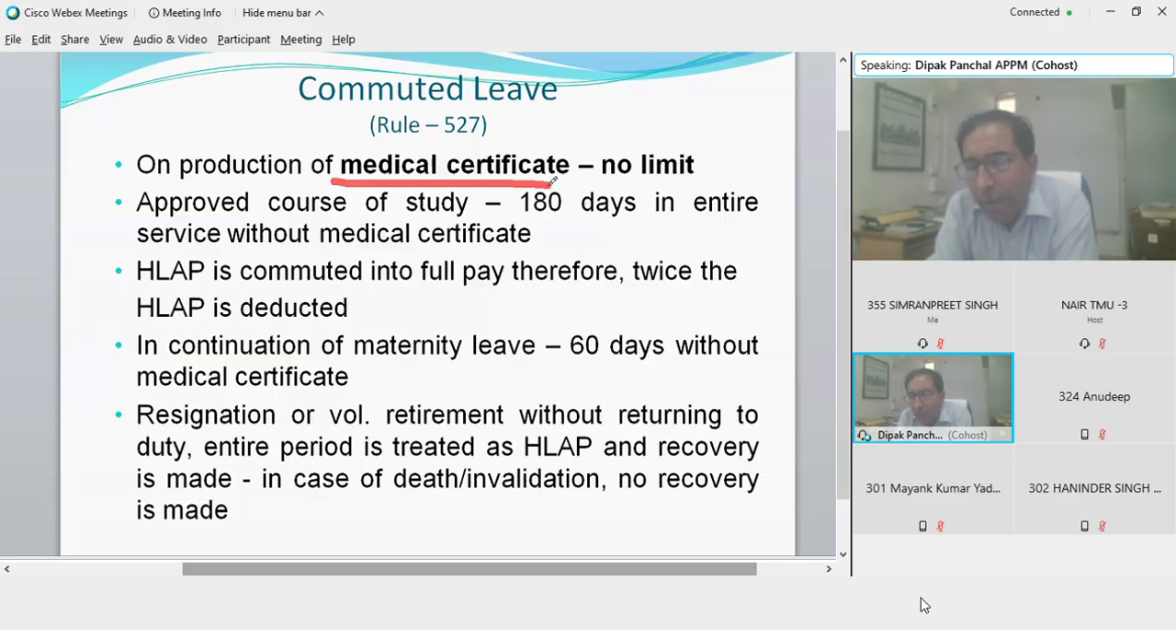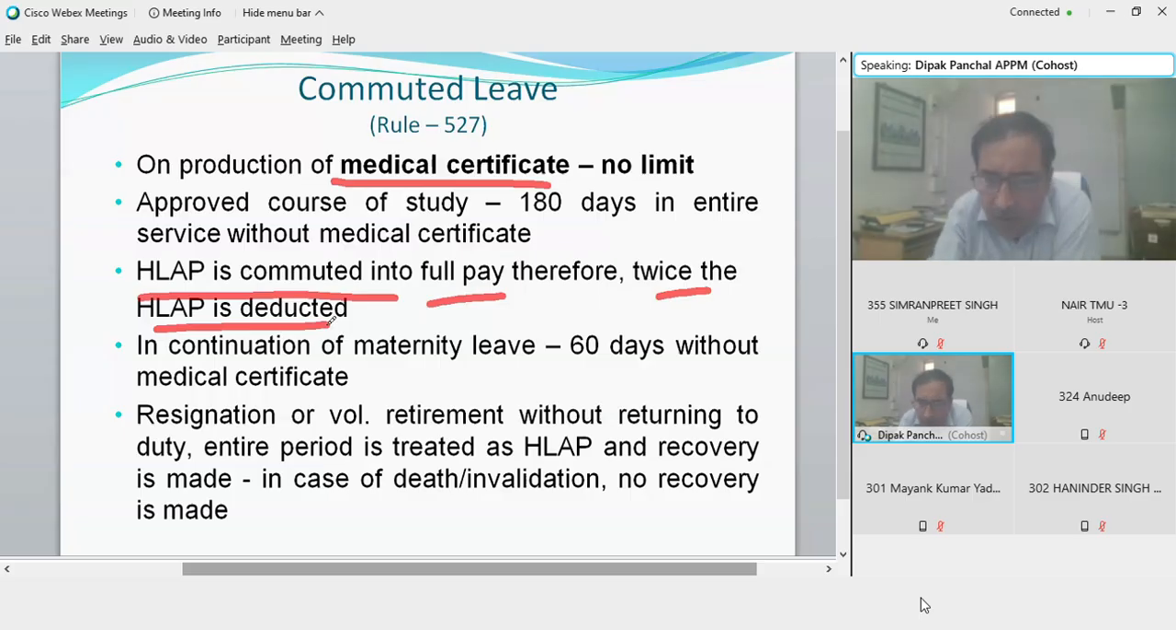and popularly you know this leave as sick leave. 2 days of LHAP are commuted into full pay. Therefore, twice the number of days of LHAP is deducted from the leave account when an employee avails commuted leave or the sick leave.